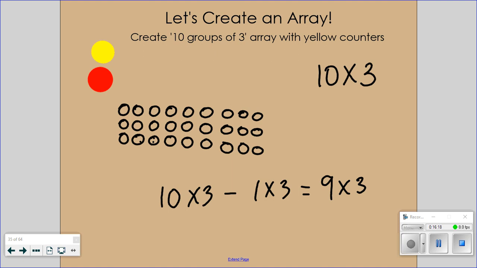Now, let's put this into actual numbers. What is 10 groups of 3 worth? What is that value? What is that answer? 30. And then I subtracted 1 group of 3. Bella, how much was 1 group of 3? 3. And now how many do I have? Michael? 27. Did you have to recount?